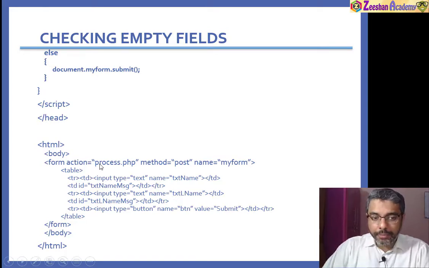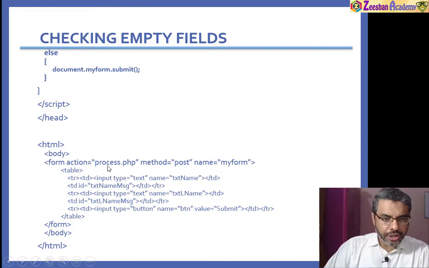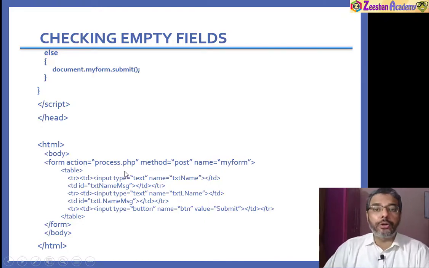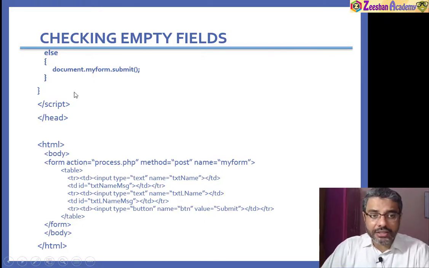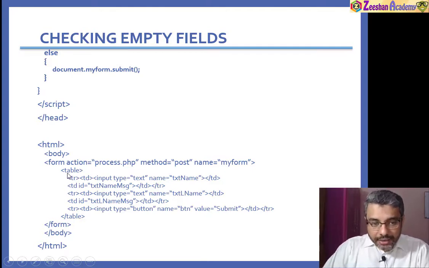Within the HTML, if you come here, we have an action process.php, post method, myform. So this is simple. Basically, data is to be sent to the PHP. But before we send it, again, this is internal checking. In this table, we have input text name, input ID with a message text name, their table data, again text name with an ID, last text name message.